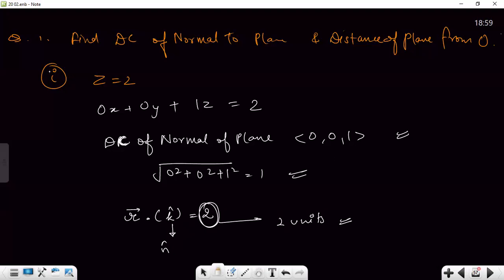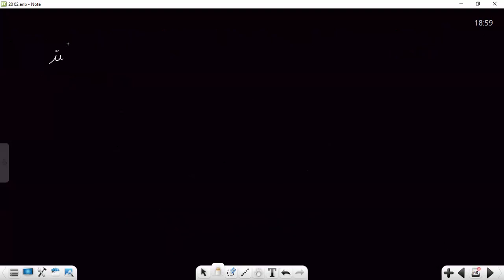Next question. The equation of the plane is x plus y plus z equals 1. So the DRs of the plane are 1, 1, 1. Okay, so the DRs of the plane are 1, 1, 1. The d distance is 1, given.